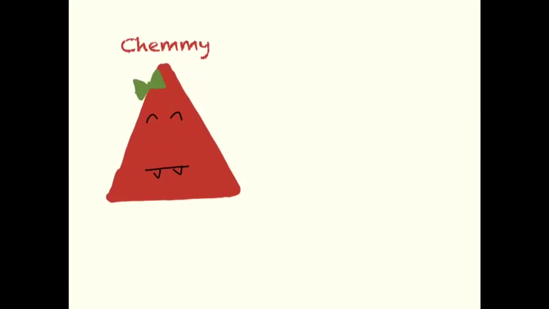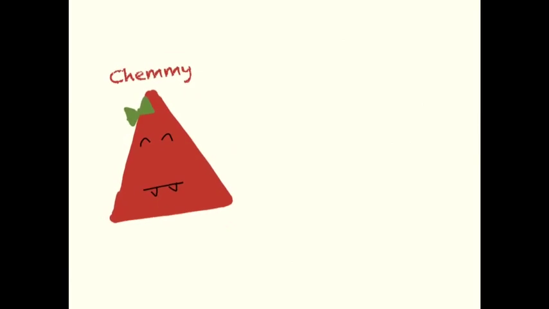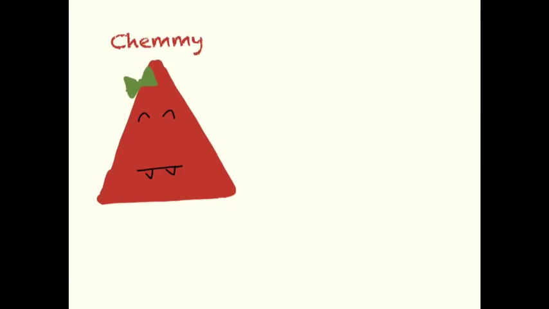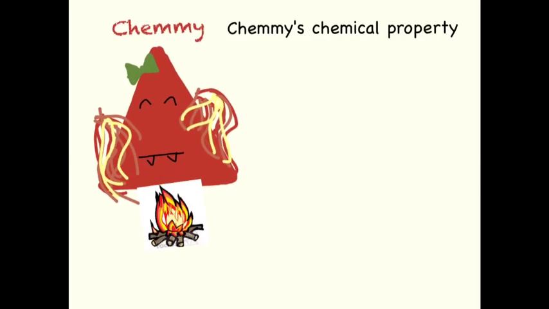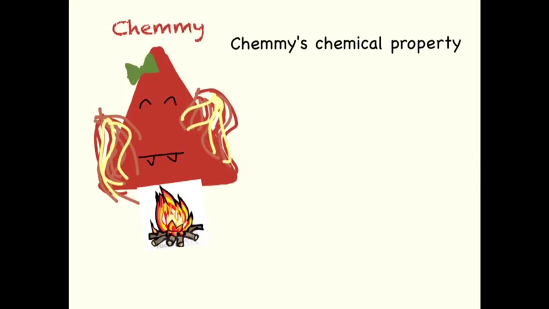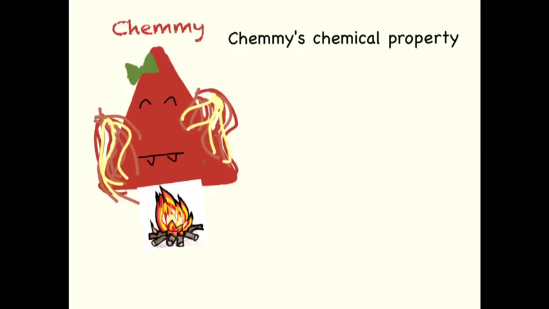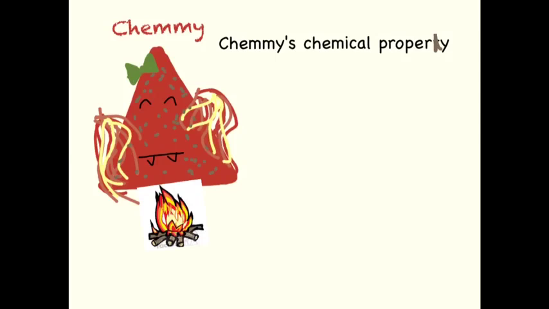Meet Chemmy. While growing up, Chemmy noticed that whenever she was near a fire, she would burst into flames. Chemmy's friends and family always knew that she had the ability to burn, which is one of Chemmy's chemical properties. Her family and friends also noticed that when Chemmy comes across a lot of oxygen, her skin begins to break out into rust. Her skin always reacts with oxygen. So one of Chemmy's chemical properties is reactivity with oxygen, which is to say that her skin can rust.